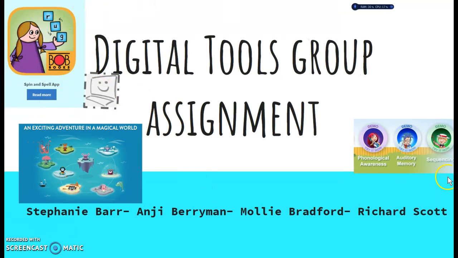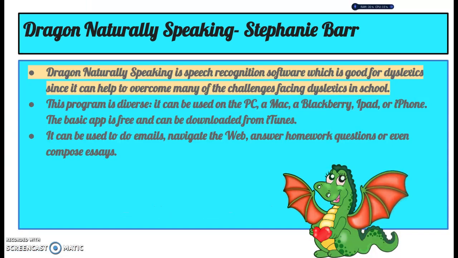Here on the front you can see some of the advertisements of the different tools that we are going to be using. So our first digital tool is Dragon Naturally Speaking, and Stephanie Barr researched this one. Dragon Naturally Speaking is actually a speech recognition software, which is good for dyslexics since it can help to overcome many of the challenges that dyslexics face in school.